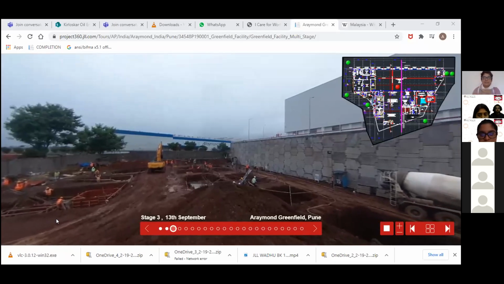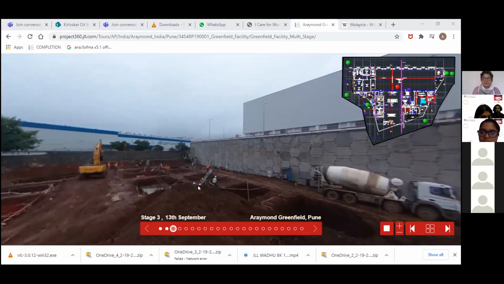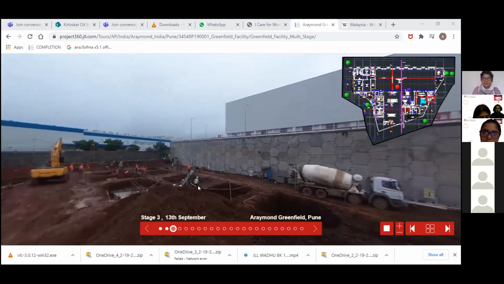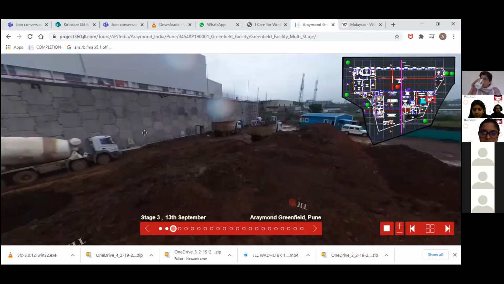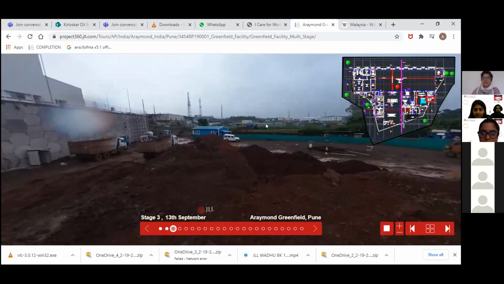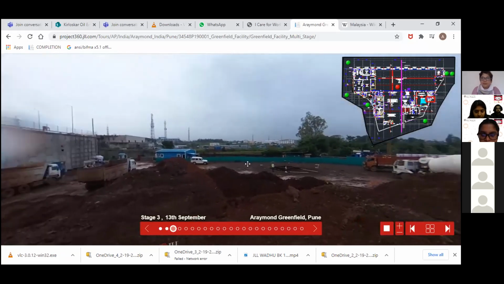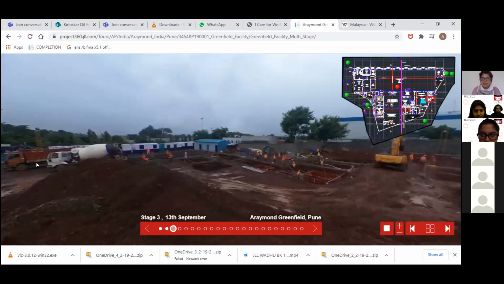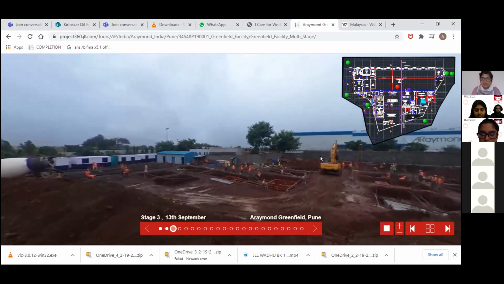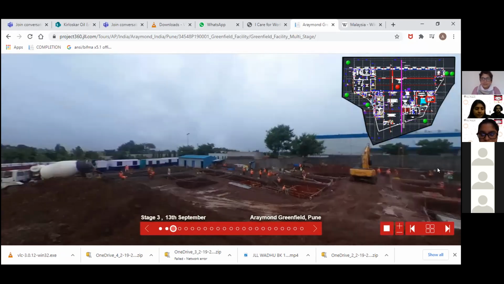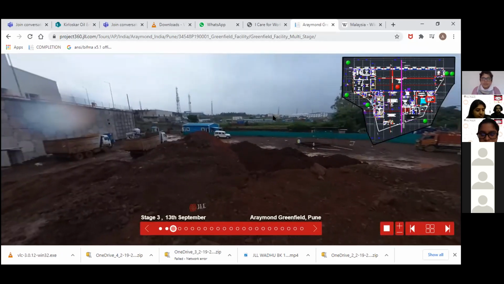Yeah, it is visible. So this is the case I'm talking about, between the months of August and September 2019, when the project was at this stage. You can see in the background the labor camp is at a considerable distance, close by itself. So this is the stage itself. At that stage, we had a deployment of around 75 to 80 people in the project in September 2019.